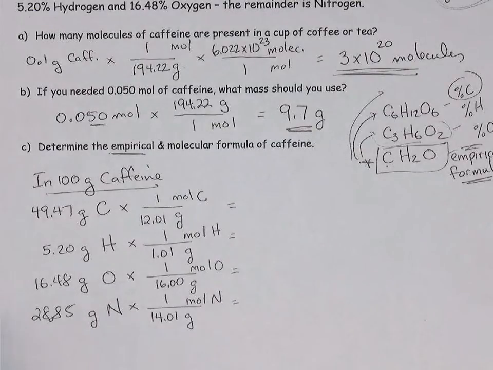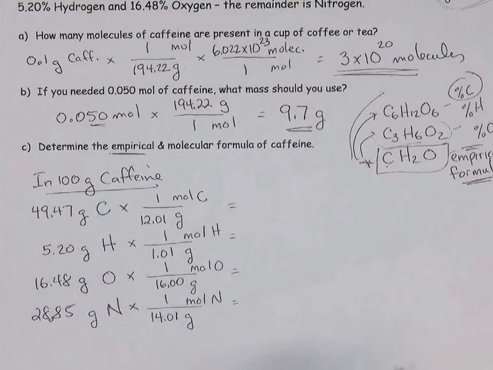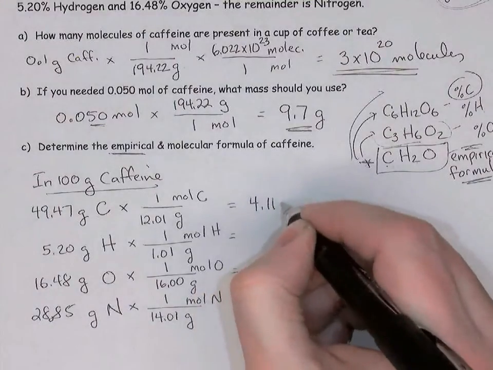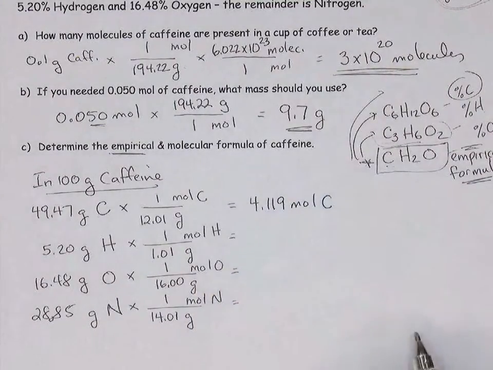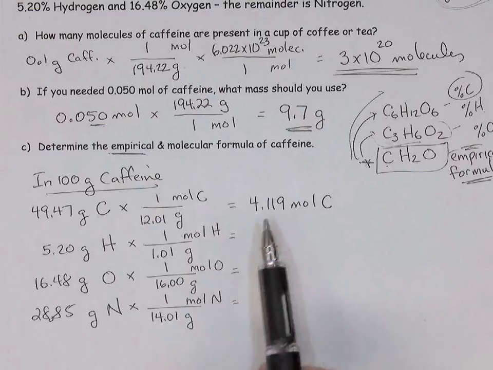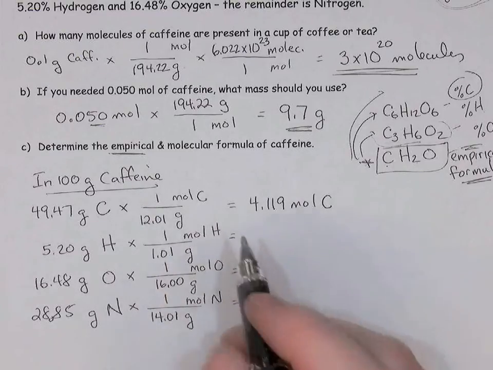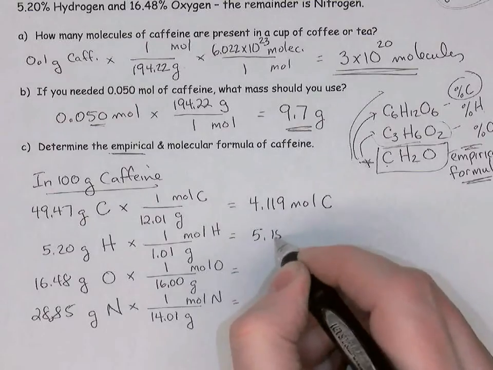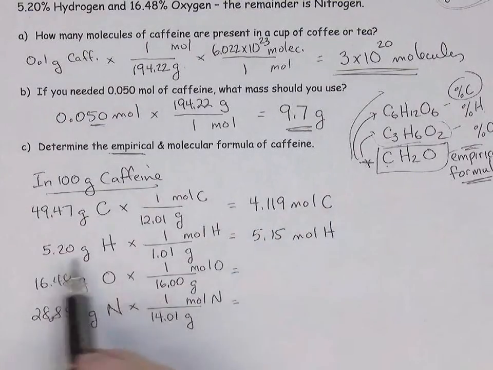So now, 49.47 grams. If the molar mass is 12, it means we've got more than a mole. In fact, we have more than 4 moles there, or just around 4 moles. We divide that by 12.01, we get 4.119 moles of carbon. Now, a note about rounding off answers: it's better to keep an extra significant digit than it is to round off too much at this point. So don't round off these answers too much. 5.2 divided by 1.01 is 5.15 moles of hydrogen, 3 sig figs there.